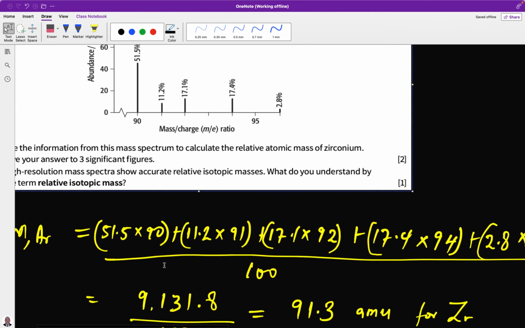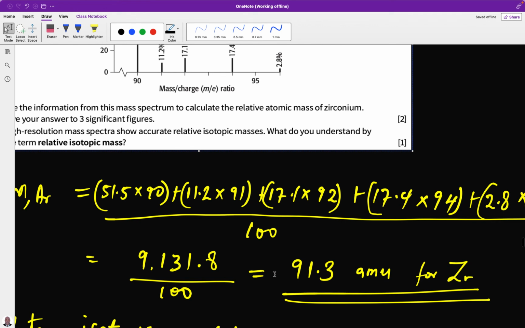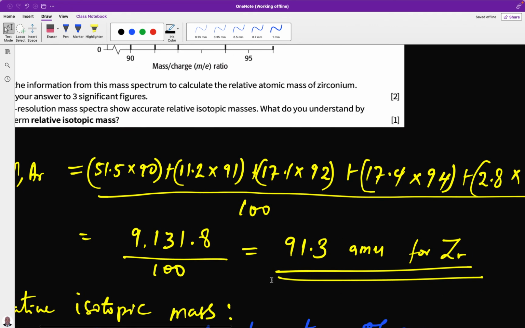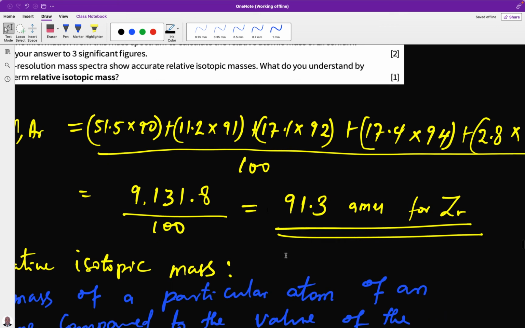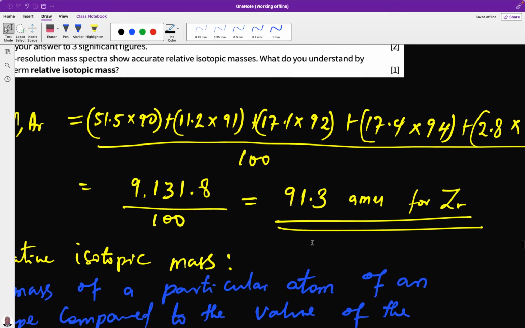And when we add all the percentage abundances, 51.5, 11.2, 17.1, 17.4, 2.8, a total of it will be 100. And then when we divide the sum of these by 100, what we are going to have will be 91.3 atomic mass unit. Again, you have seen that the relative atomic mass for zirconium is not a whole number. It is a fraction because of the involvement of several isotopes in it.